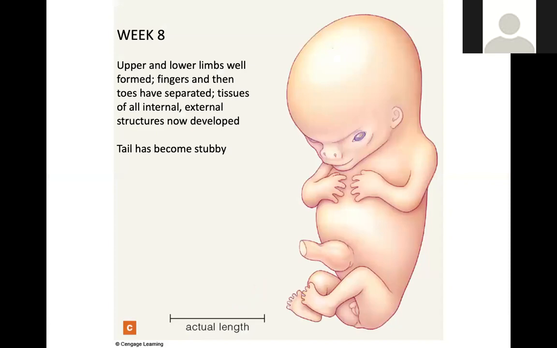At 8 weeks, the upper and lower limbs are well formed. So this is where the umbilical cord would be attached. The upper and lower limbs are more distinct and more developed. The toes have separated. I talked about how they looked like webbed feet at first. Now they're separated. Tissues of all internal and external structures have now developed, and the tail has become stubby.